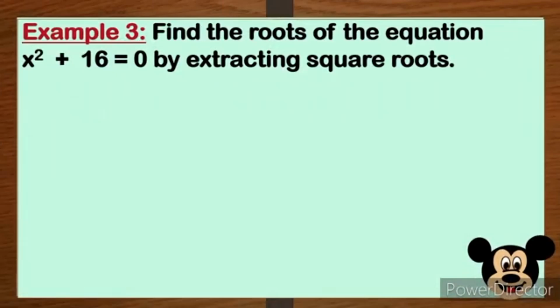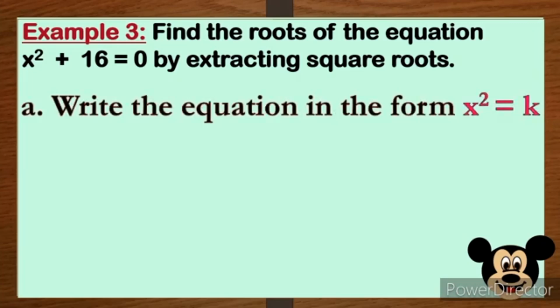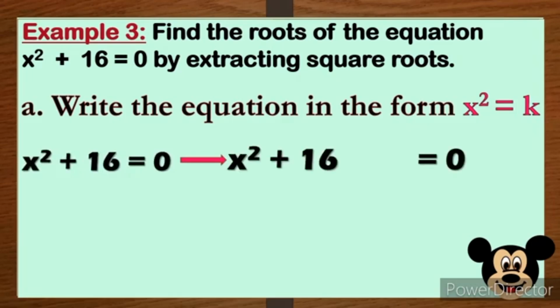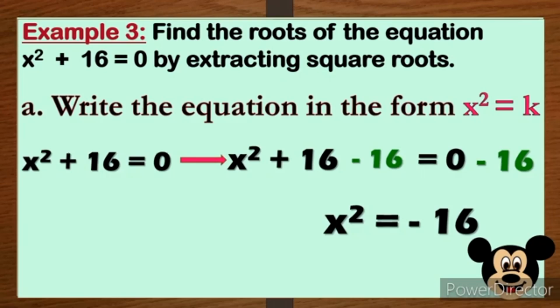Find the roots of the equation x squared plus 16 equal to 0 by extracting square roots. Okay, so the first step is to write the equation in the form x squared equals k. Now we have x squared plus 16 equal to 0. To write it in the form x squared equals k, we're going to add negative 16 to both sides. So positive 16 minus 16 is 0, and 0 minus 16 is negative 16. Therefore, we have x squared equals negative 16.